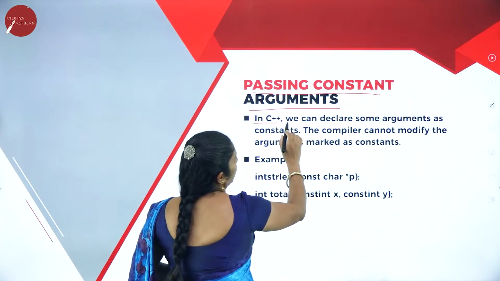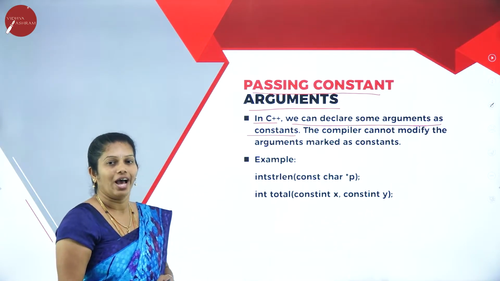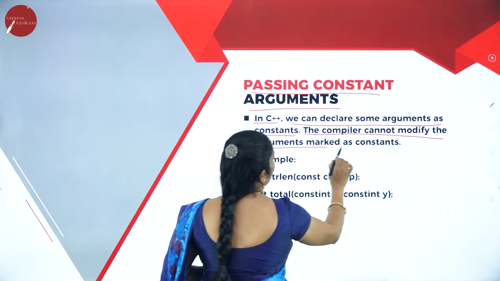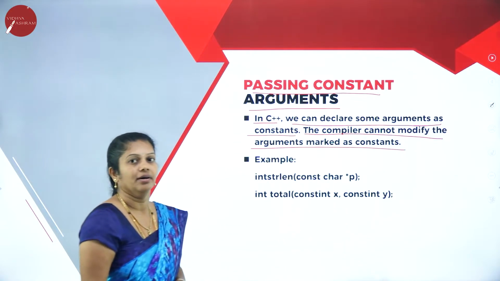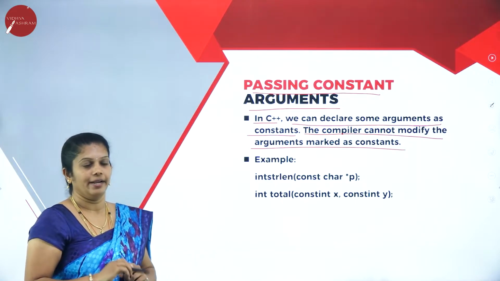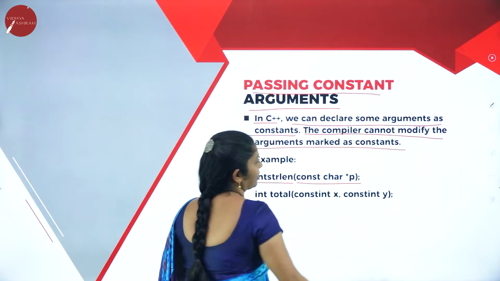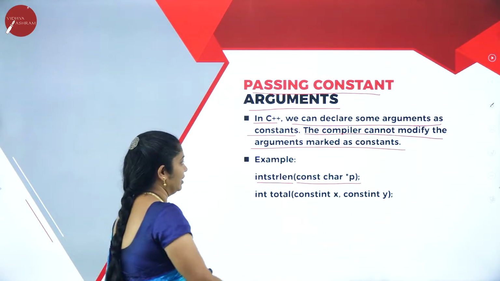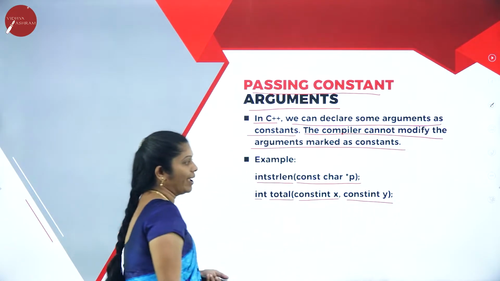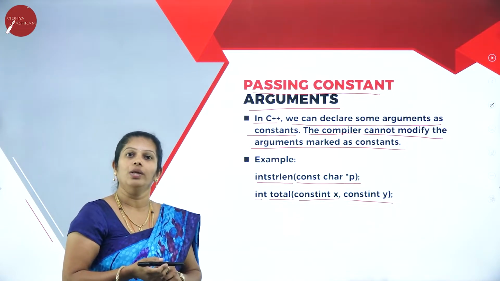In C++, we can declare some arguments as constant. Arguments are nothing but values, and they can be constant. The compiler cannot modify the arguments marked as constant here. The compiler will not make any changes when we declare something as a constant. For example, here: int string length const char star p. Then here: int total const x, const y. It means that when I declare it as a const, its value will never change.